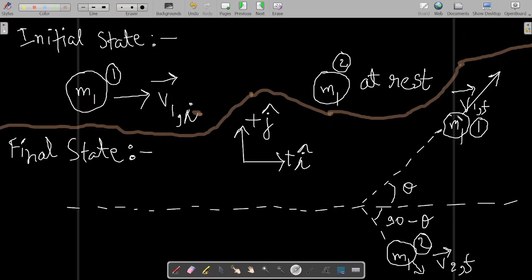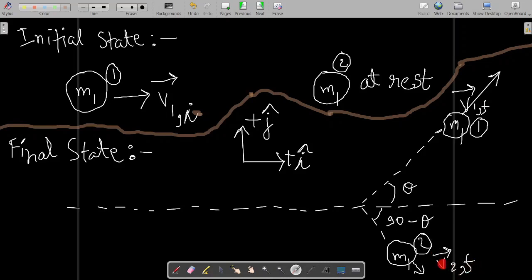Similarly, when it collides with this, they are scattered in different directions. So the m1 object, object number 1, acquires the final velocity v1,f. Object number 1 has mass m1 only, and its velocity is v1,f, meaning object 1 final velocity. And again over here, object number 2 has final velocity, f for final.